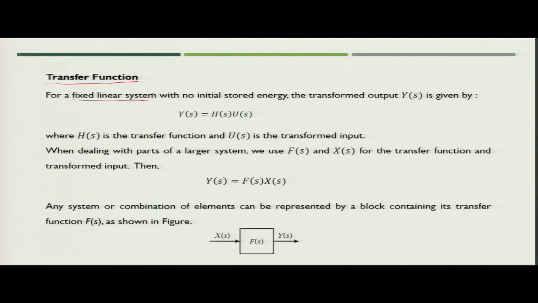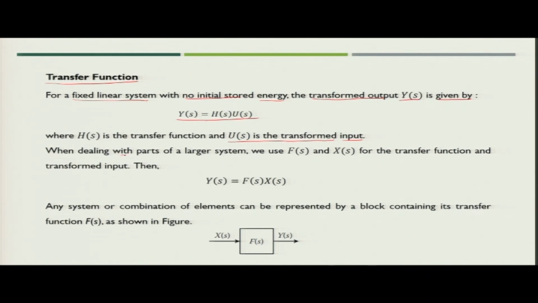So, for a fixed linear system with no initial stored energy, the transformed output, that is Y(s), can be given by Y(s) equal to H(s) into U(s), where H(s) is the transfer function of the system and U(s) is the transformed input represented in the Laplace domain.